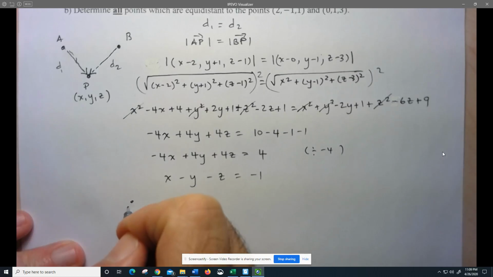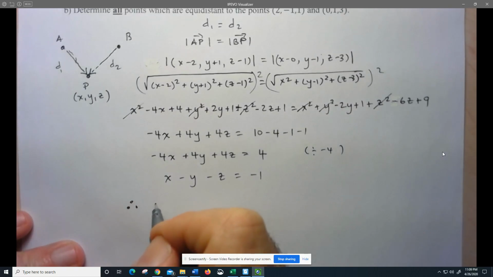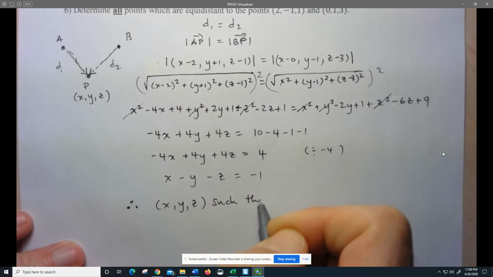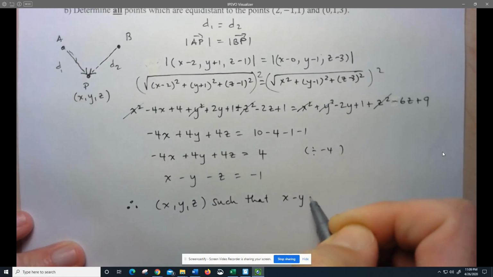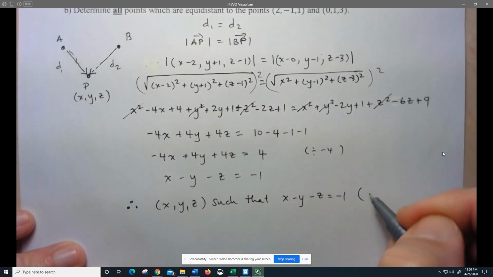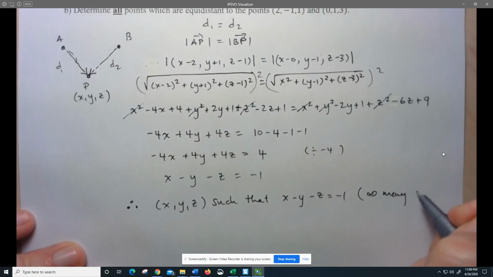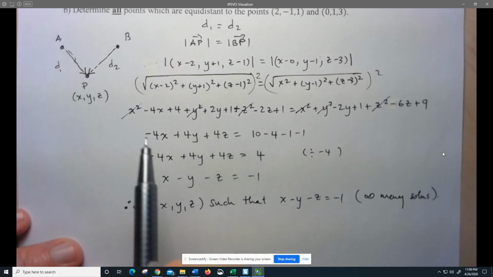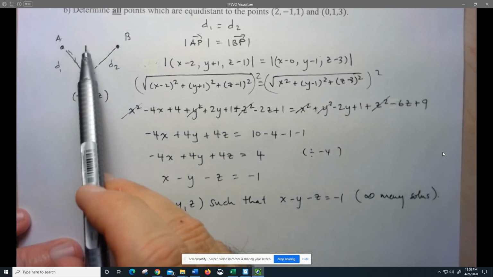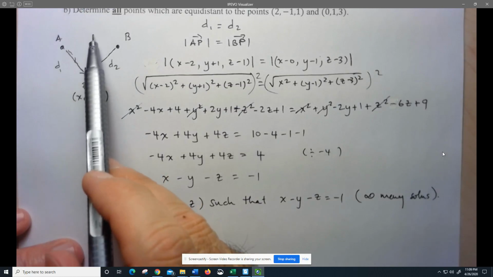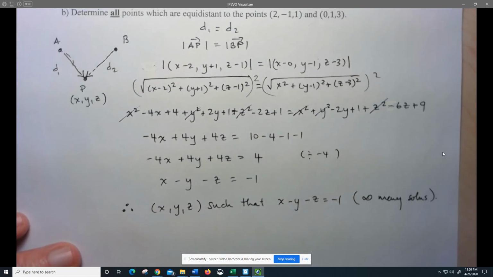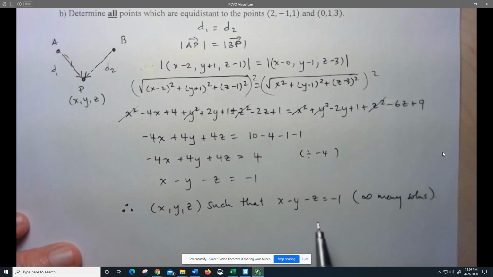Okay, therefore the answer is given by, well, any point (x, y, z) such that x minus y minus z is equal to negative 1. So that means there's infinitely many solutions to this question here. Now, if you think about it, not too surprising that you can find lots of points that are equidistant to A and B. So one thing that I might leave you with is, what do all such points represent? Try to think of it physically. What would they all represent?